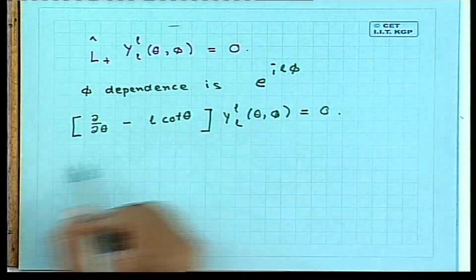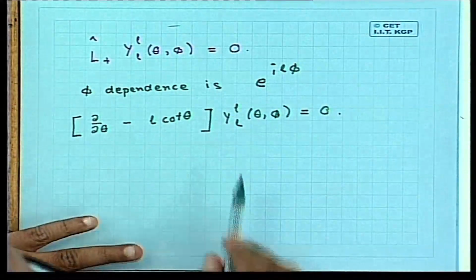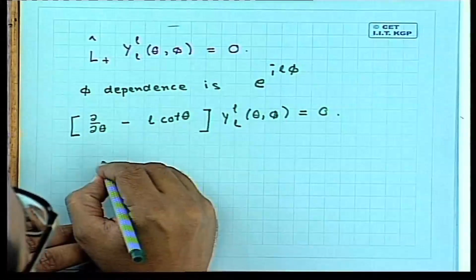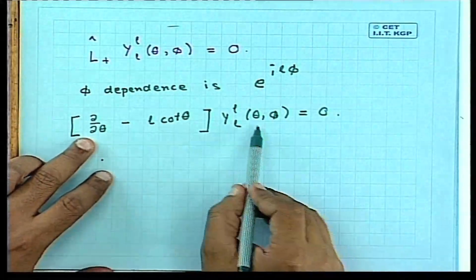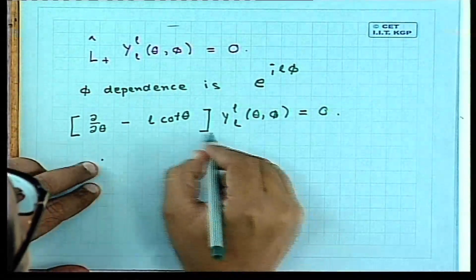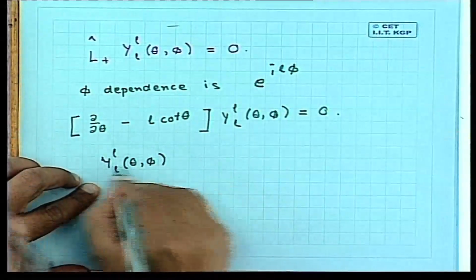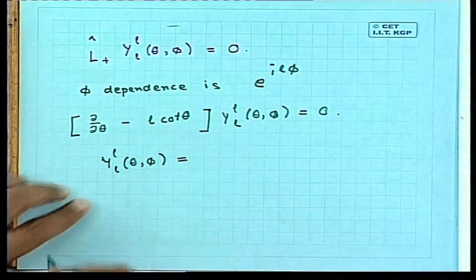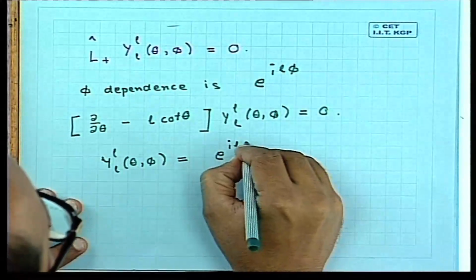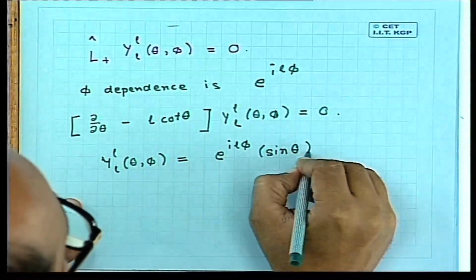Right. So we have to find a solution to this equation, and we know the phi dependence already. So we do not have to bother about the phi part. The theta part can now be easily written down. This is now an ordinary differential equation in theta and the solution can be easily worked out. I will just write down the solution: Y_LL theta phi will be some arbitrary constant which we do not know as yet. This will come from the normalization, this into e to the power i L phi into sin theta to the power of L.